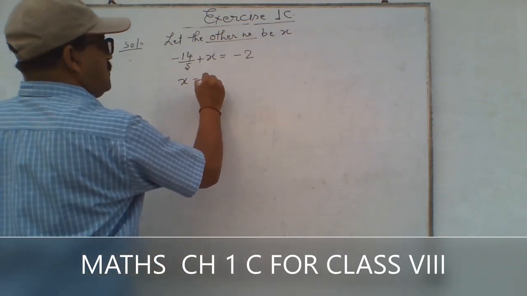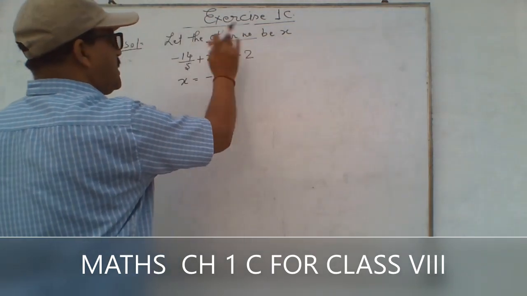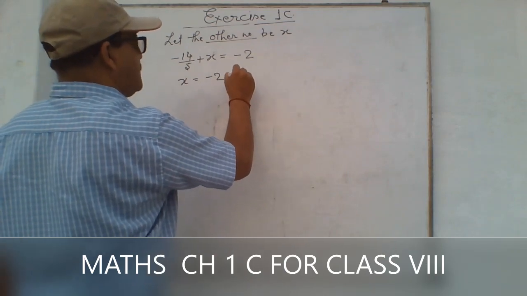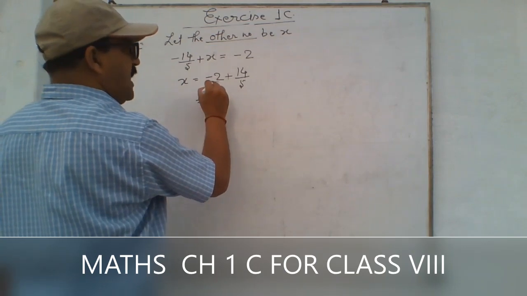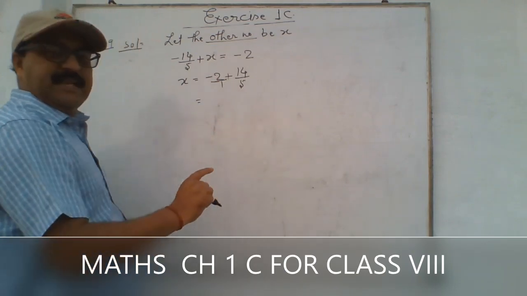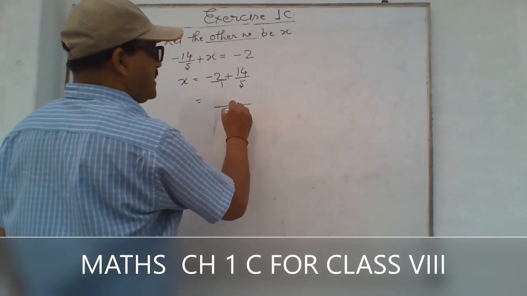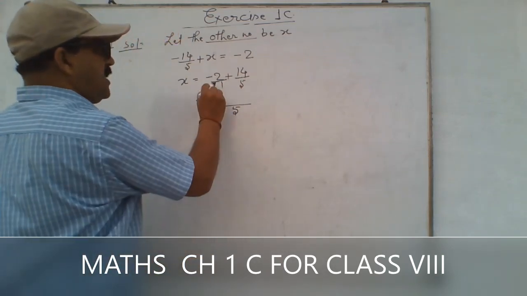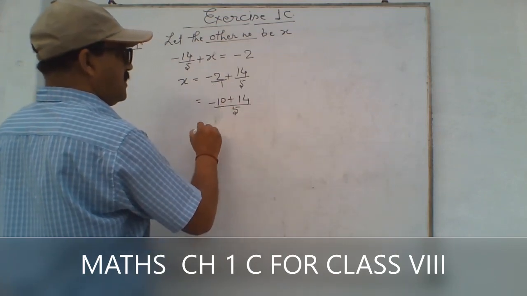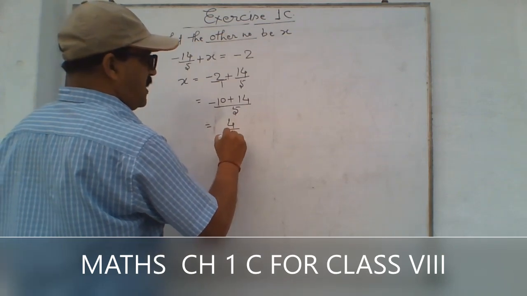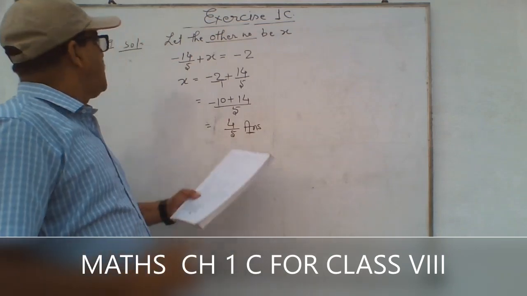X is equal to minus 2 minus 14 by 5. When it transposes to the other side, it becomes plus 14 by 5. As we know, in the place of 2, 1 is the denominator here. So 1 and 5, the LCM of 1 and 5 is 5. 2 fives are 10 and 14. So the answer is 4 by 5. This is the answer. Very simple.